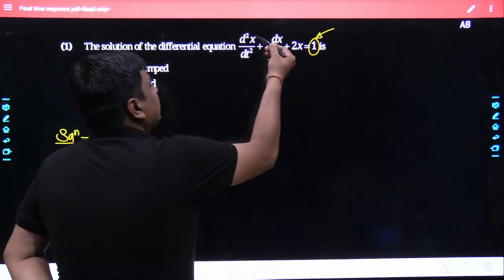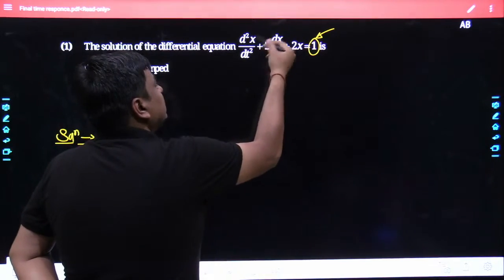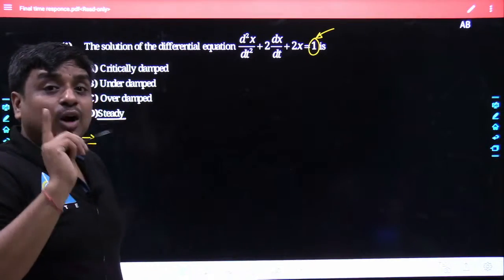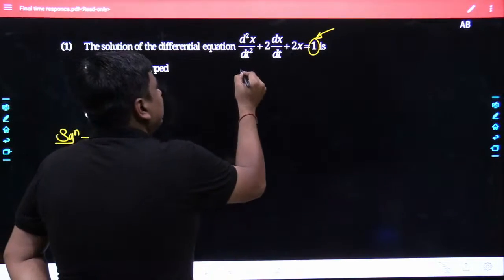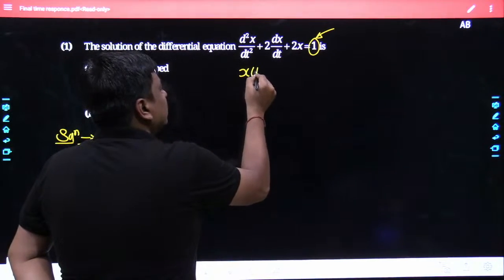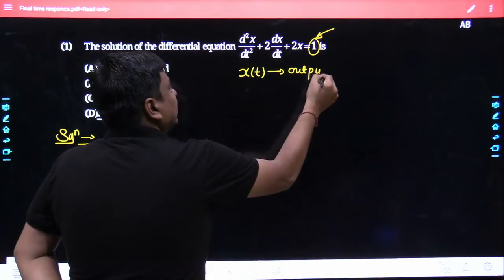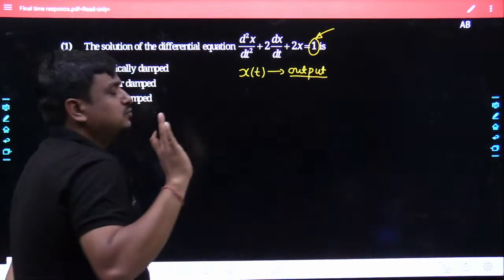See, whenever the differentiation takes place, usually the differentiation takes place for the output. You can see very well, at least in this problem, x, which is a function of t, is the output in time domain. Agreed with what I am saying?